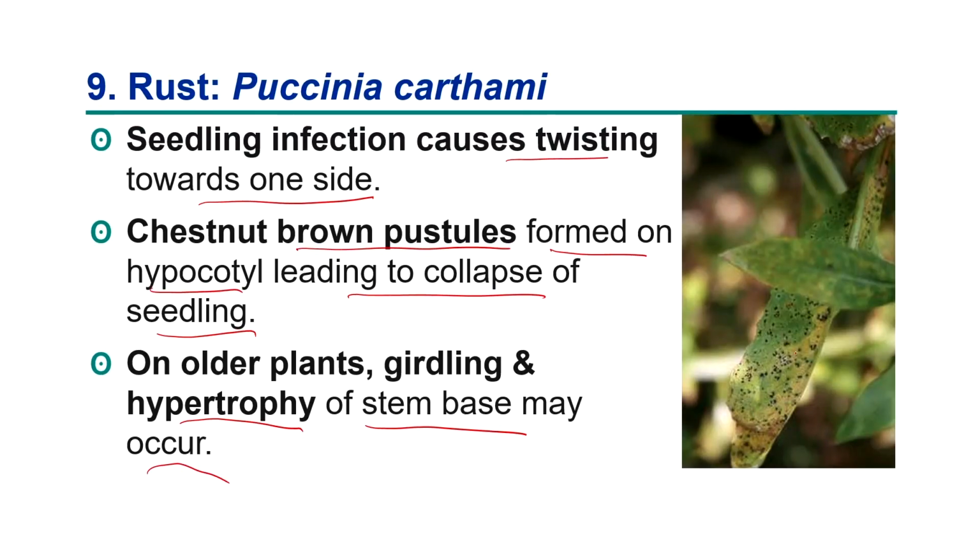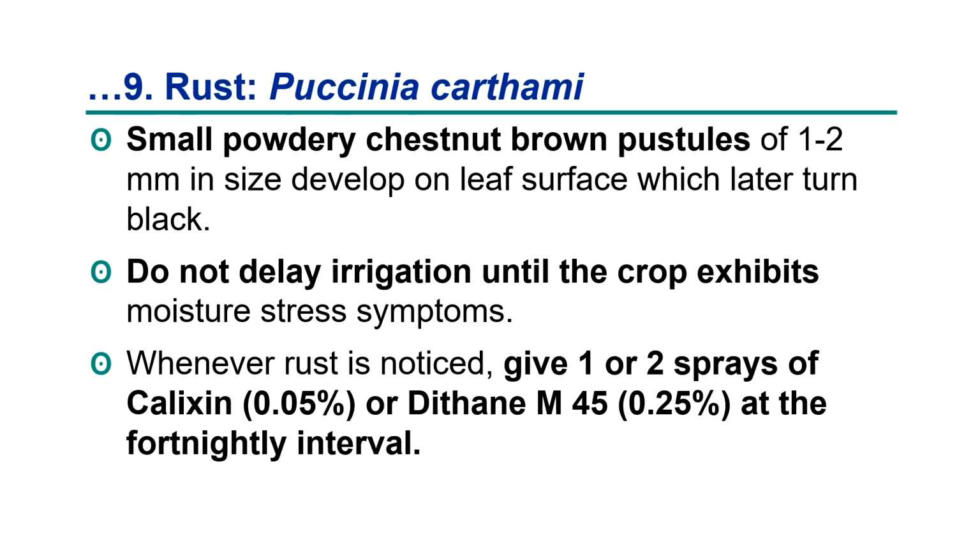You can see the small spots or pustules on the leaf of the safflower plant on the right side. Small powdery chestnut brown pustules of 1 to 2 millimeter in size also develop on the leaf surface, which later turn black. So you can see a change of color in this case.